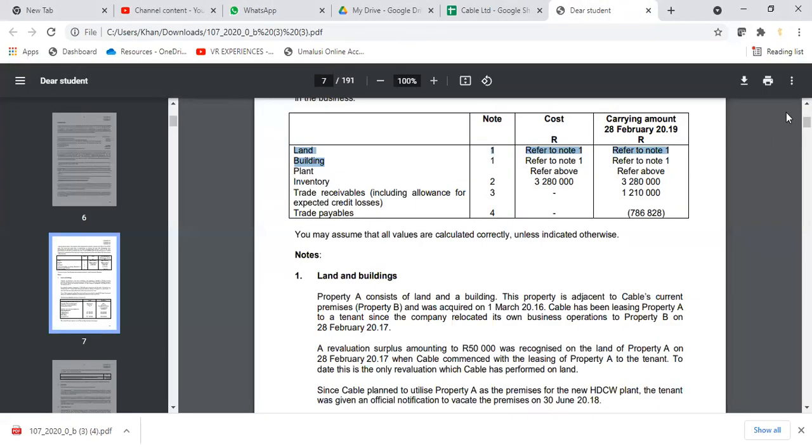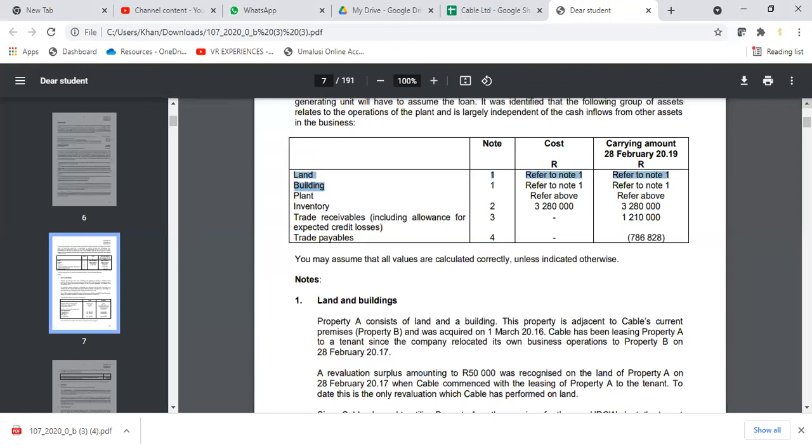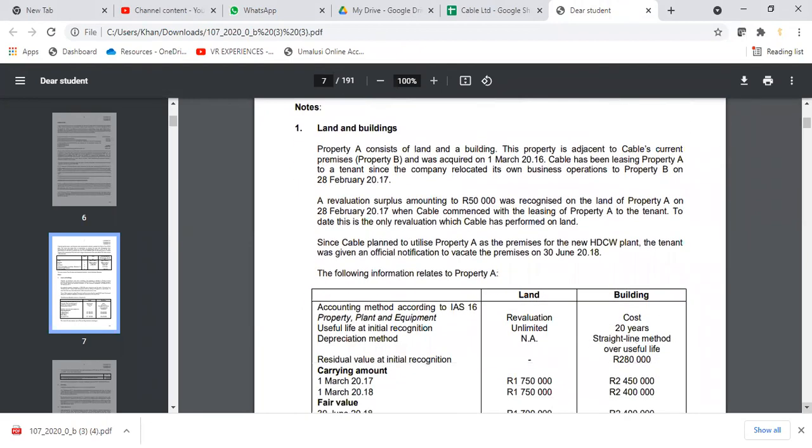Okay, so remember under note, if you look under the table, you can see we have land and buildings, and it's telling us to refer to note number 1. So let's look at note number 1. Land and building. They say property A consists of land and a building. This property is adjacent to Cable's current premises, property B, and was acquired on 1 March 2016.